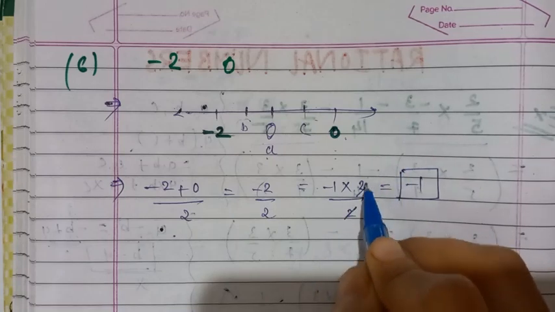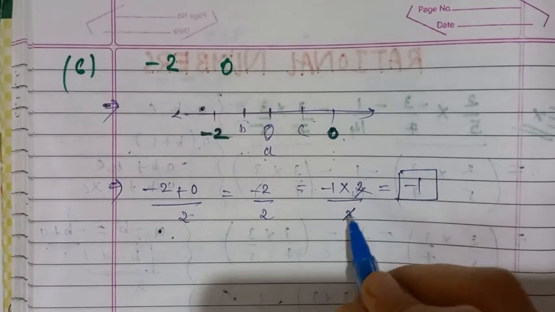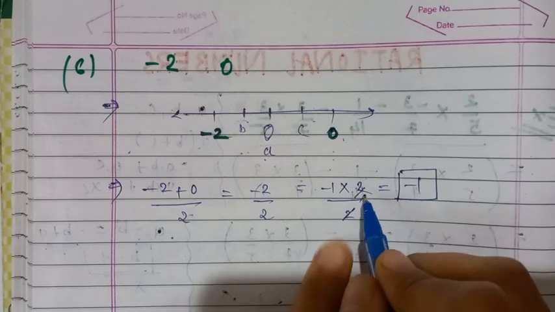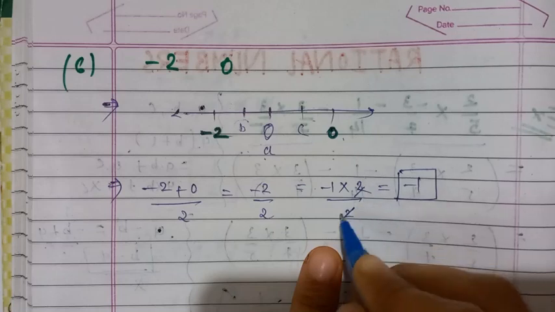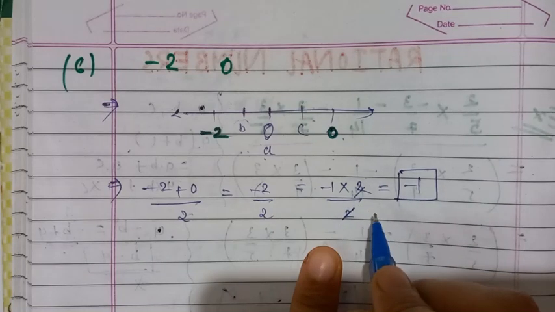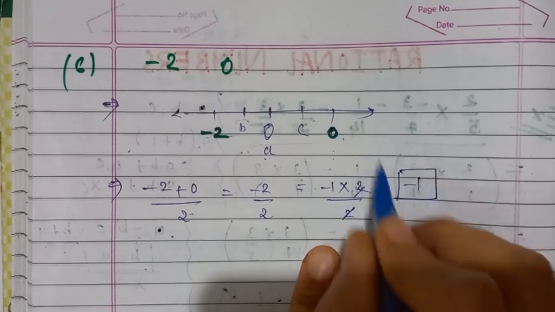This is the representation of division. If you divide 2 by 2, then it will come 1, but simply we can make a cross mark, rather than showing division.